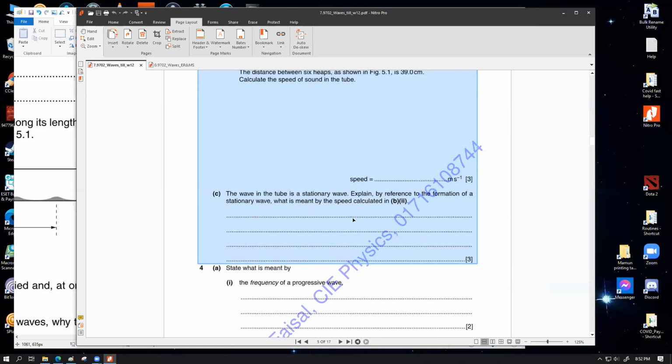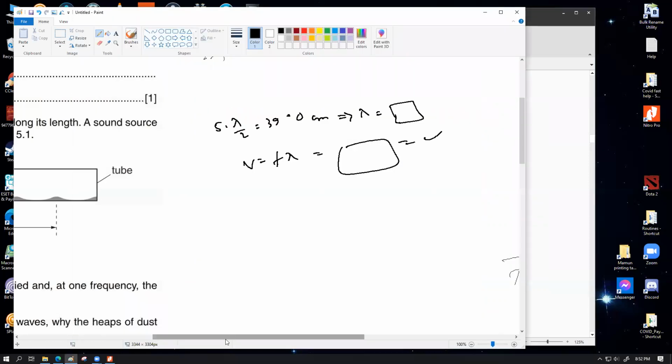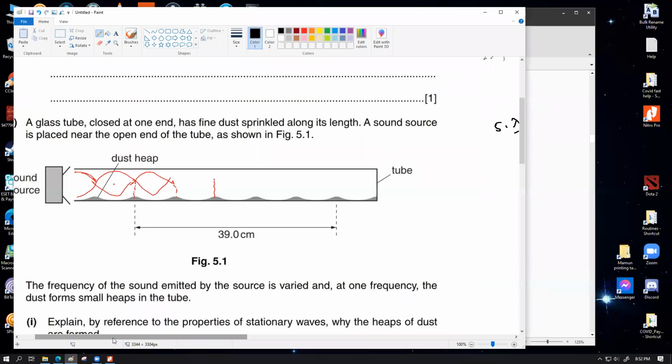The speed that we've calculated is practically the speed of one of those progressive waves. What I'm trying to mean is that through this tube, we're going to have two opposite going waves passing through each other. Let's say one wave is going to be produced from the sound source, going from left to right, and another wave is going to be produced from the reflection, which is going to be traveling from right to left. These two individual progressive waves will merge into each other to give us the stationary wave behavior.